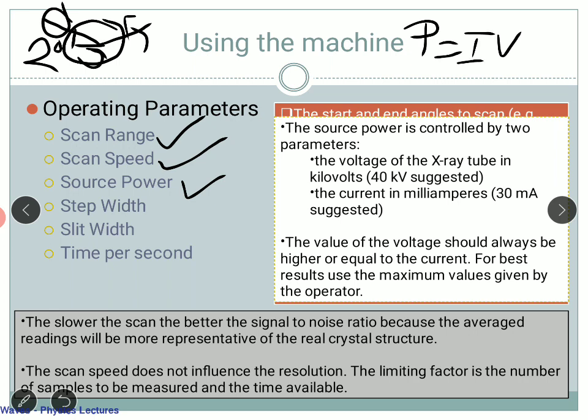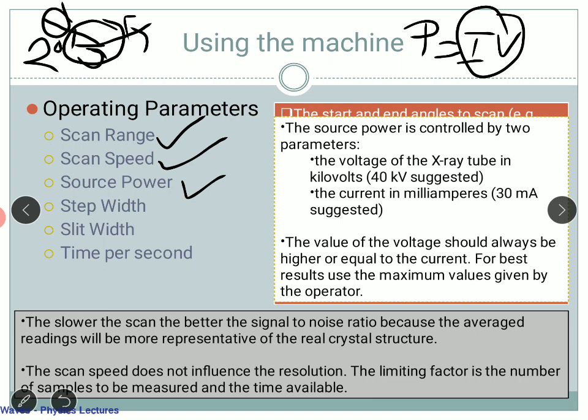And we need to strike an optimal position here, an optimal power. For that, usually voltage and current can at max be equal, or voltage should always be higher than or equal to the current. This is why the instrument has some kind of restrictions there.